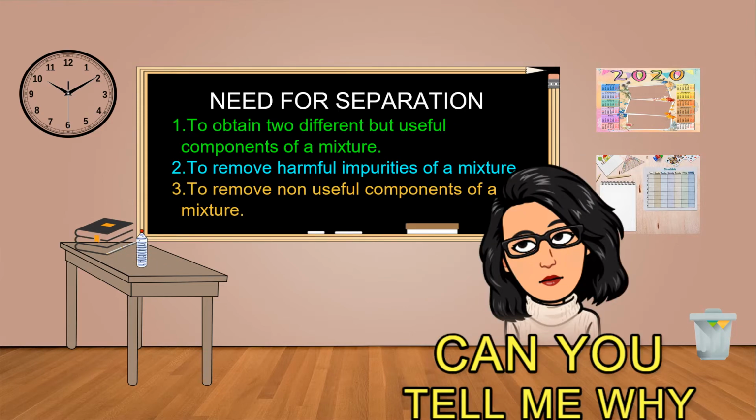Need of separation. Students, if a mixture is made up of various components, what's the need to separate them? Why do we need to separate them? We need to separate them because of few reasons. First, to obtain two different but useful components of a mixture. Students, notice it's two different but useful components. Second, to remove harmful impurities of a mixture. And third, to remove non-useful components of a mixture.